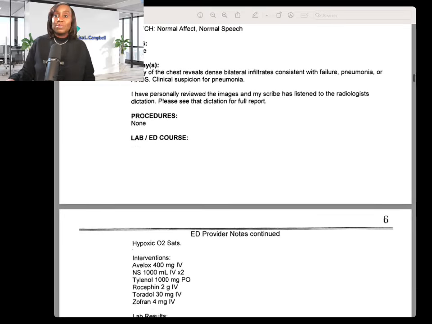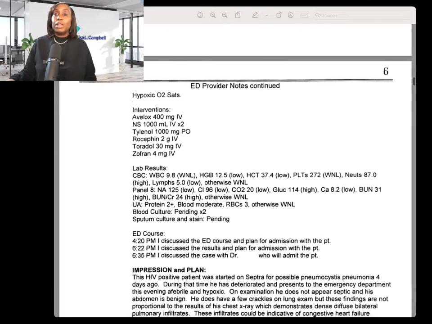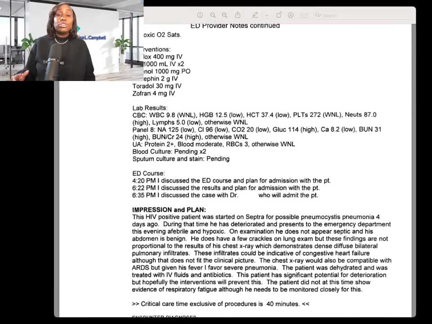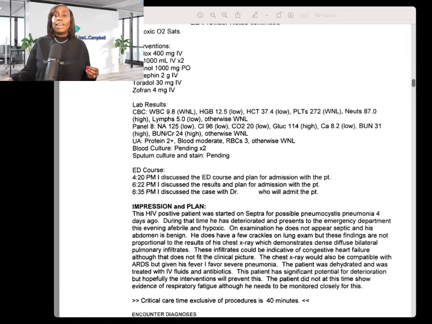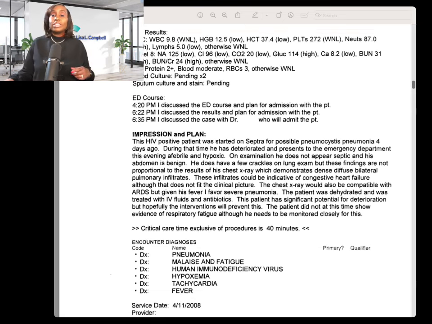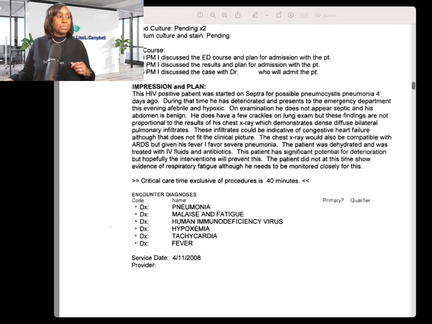So you see x rays and EKGs and blood work. And this patient was also given interventions in the emergency department. Again, they're in the ED, and the goal is let's try to get them home and not upstairs. So from there, they're listing the lab results and they're listing the impression and the plan.